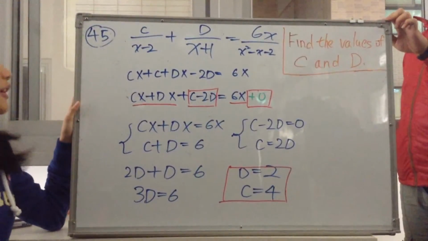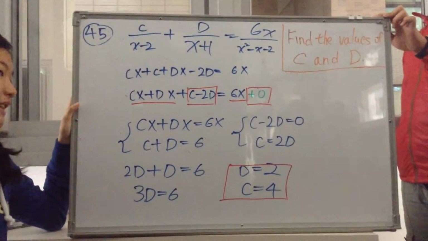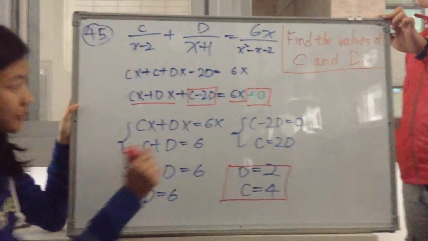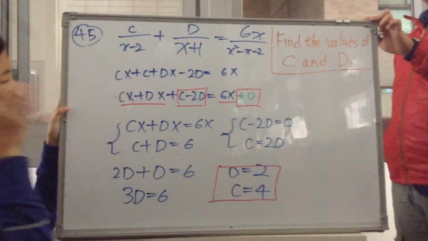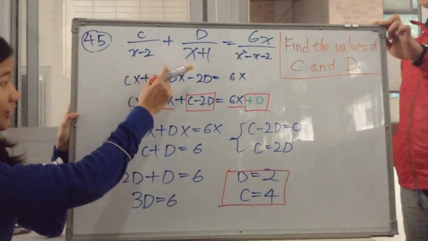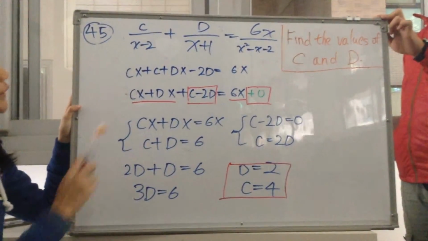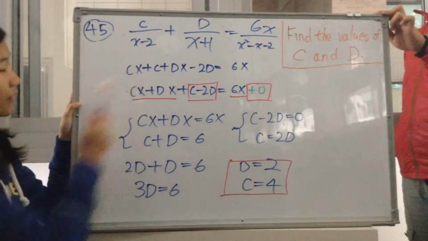Now we have the last question of all, question number 45. Its structure is pretty much the same as the last question, and we're supposed to find the values of c and d. And remember, x doesn't matter. And now we see that these two fractions, their LCD is x squared minus x minus 2. So we can merge these two fractions by cross multiplying.